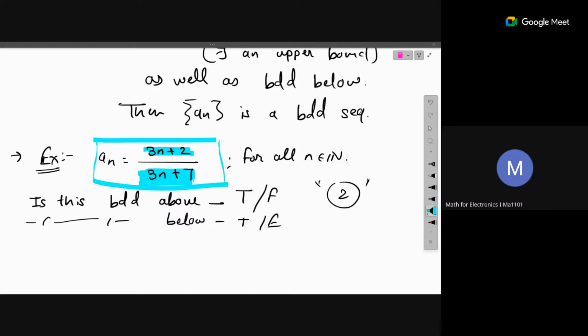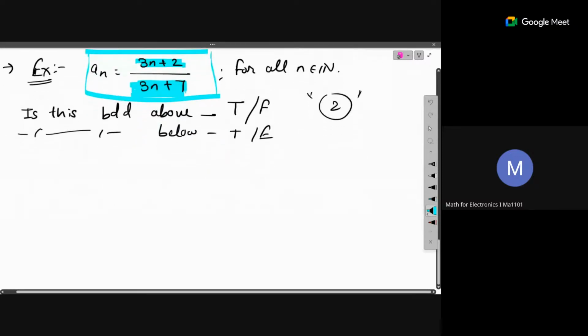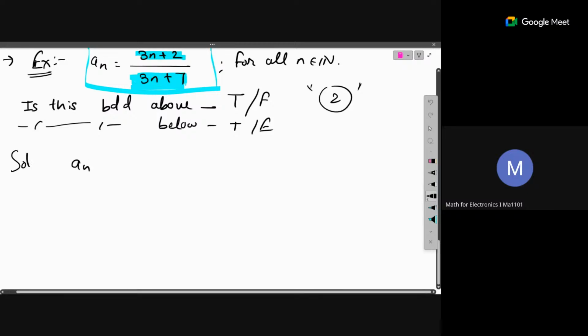Okay, lower bound is 2 by 7. Yeah, so it is correct that this sequence is a bounded sequence, indeed, obviously. You can just judge this by observing, right? So here a_n is given by, so this is a solution.